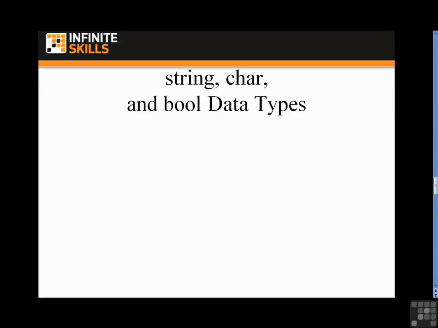The third data type we want to talk about is the bool, which stands for Boolean. A bool data type will hold a true or false value. Bool is also one of the built-in data types, and so you don't have to #include a library to use it.